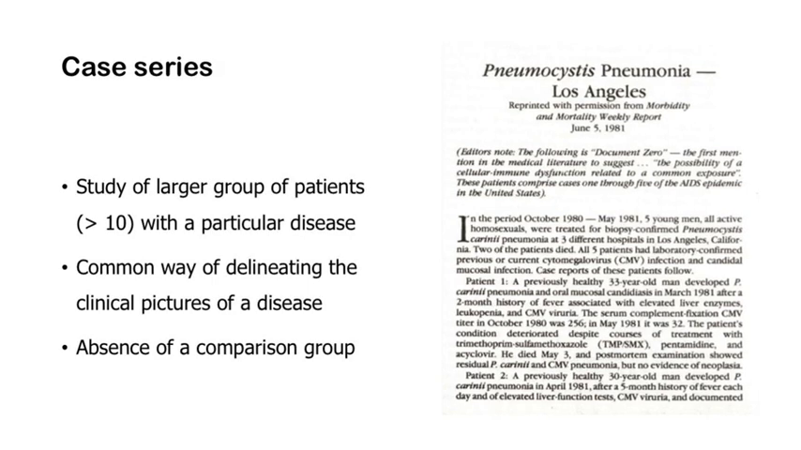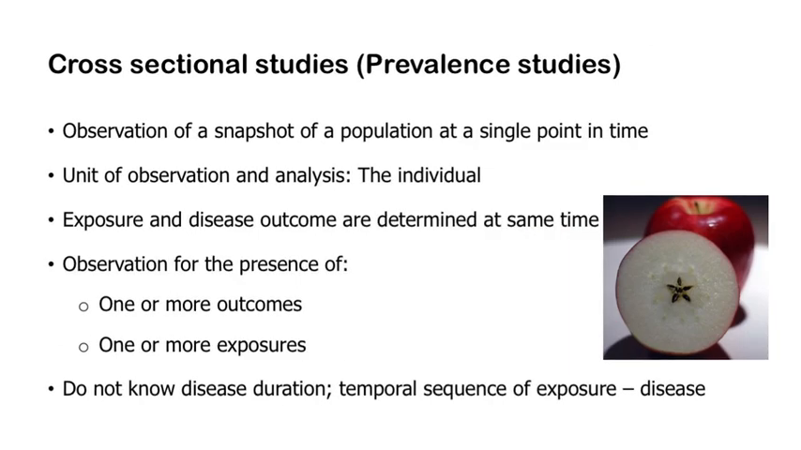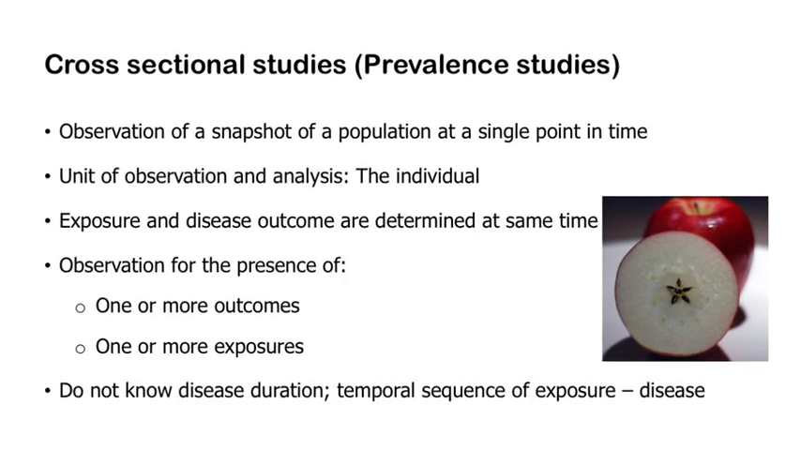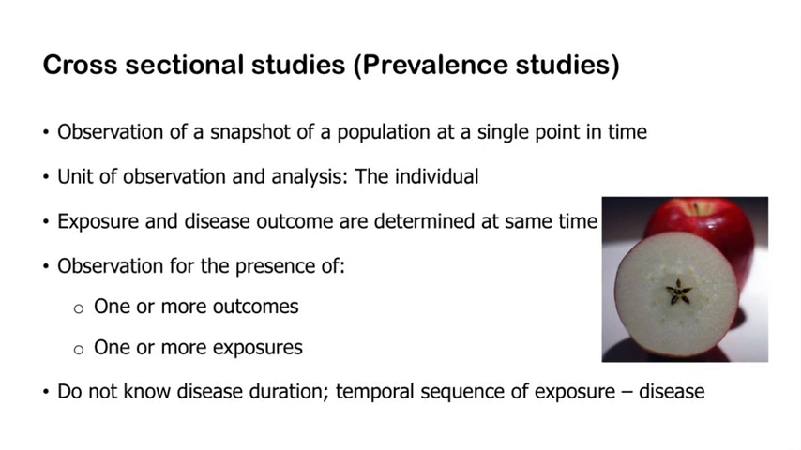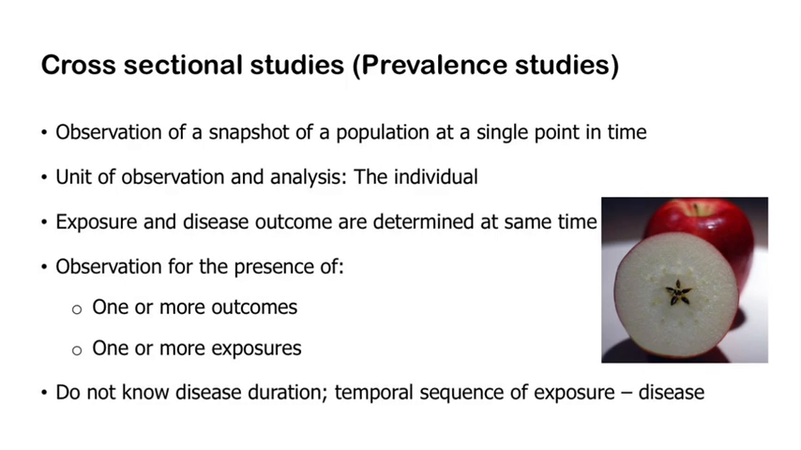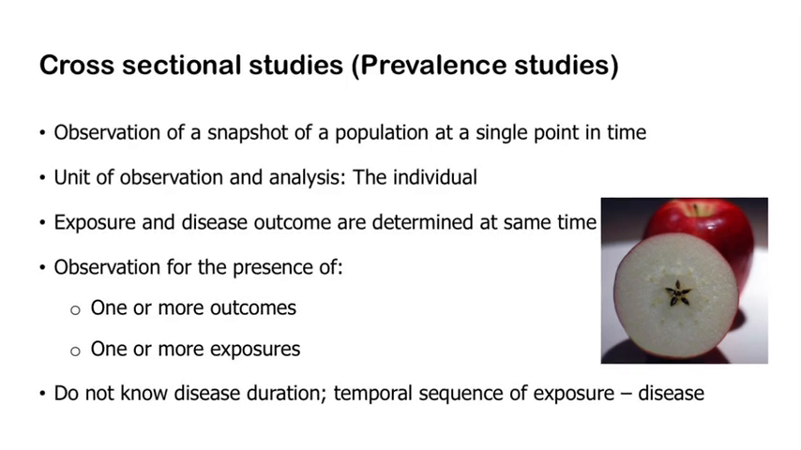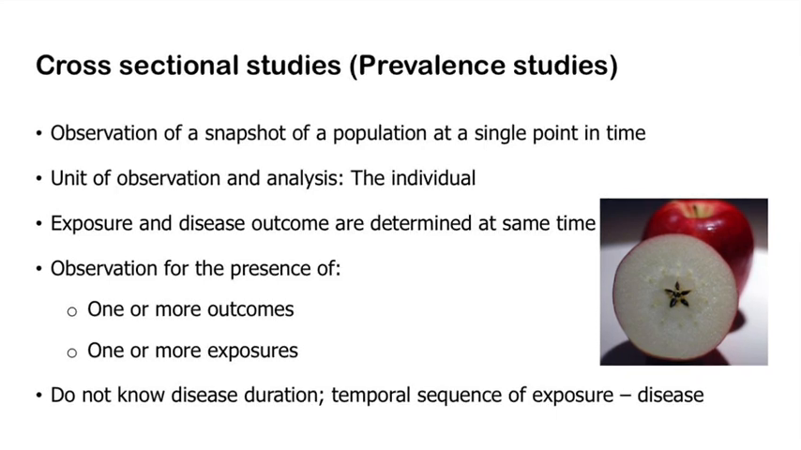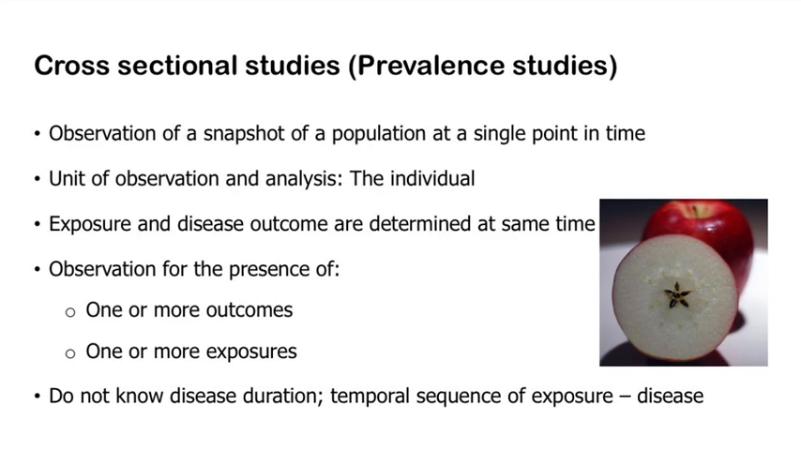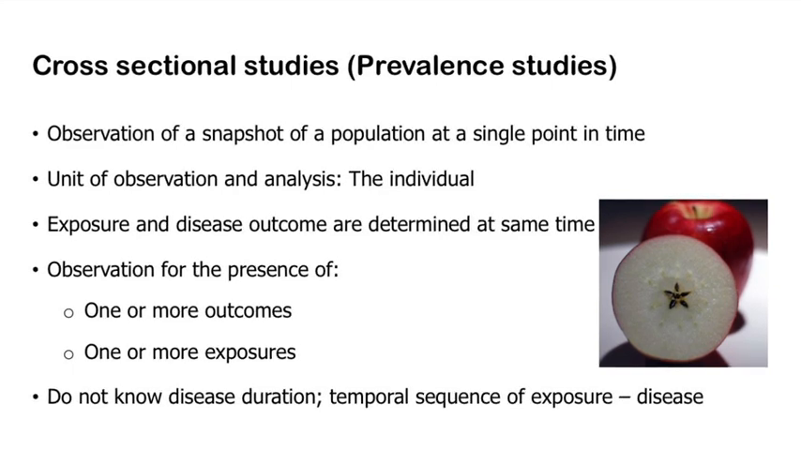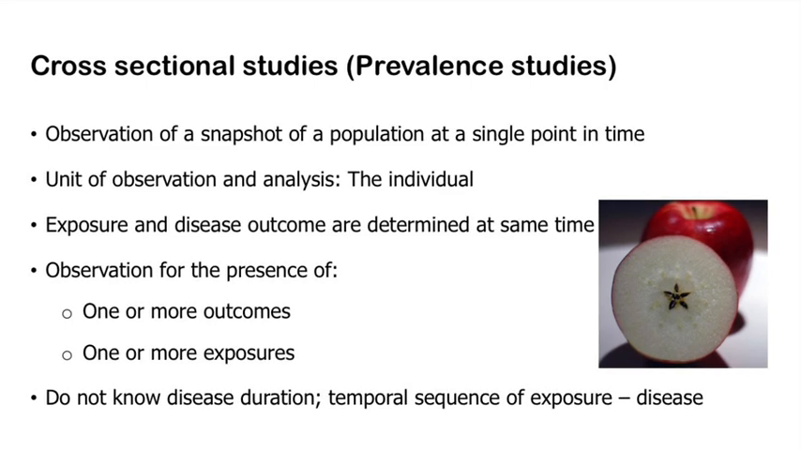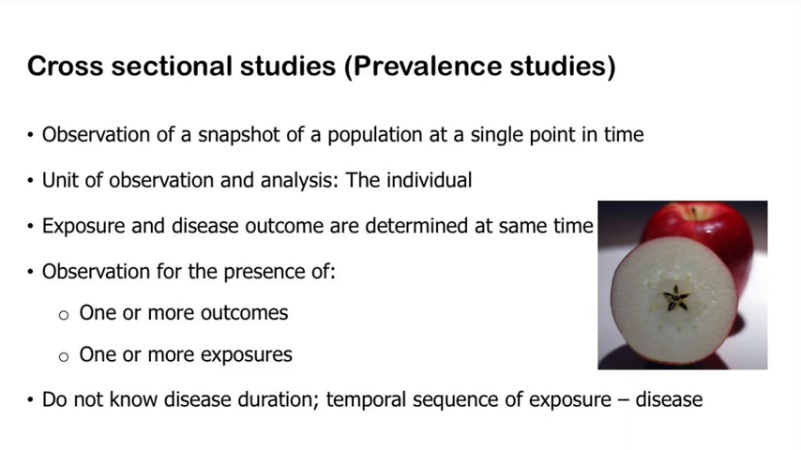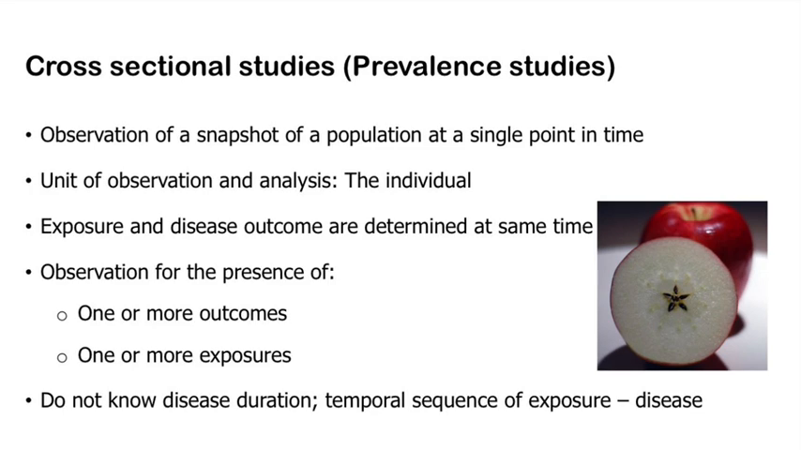Next one is cross-sectional studies. In this study, we are observing the population at a single point of time, like a snapshot in camera. The study units are individuals. Both the exposure and outcome has occurred at that single point of time. And we are observing the presence of one or more exposures or one or more outcomes. We are looking at a single point of time.